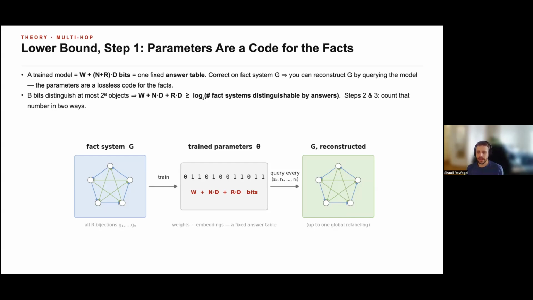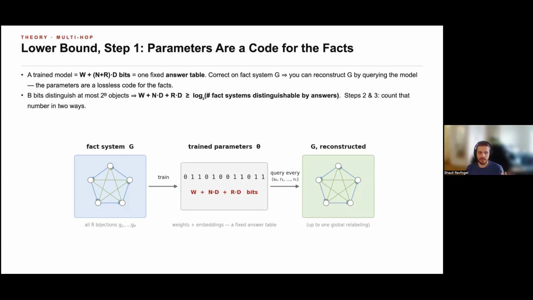Now, if we specify a given fact system G, which is just like we specify all the bijections that determine each of the R relations, then if we have a perfect model that is able to solve any k-hop question, we are going to be able to reconstruct the fact system by querying the model, right? So we can present the model with every possible k-hop question, and get the answer. So the parameters are kind of like a lossless code for the facts.